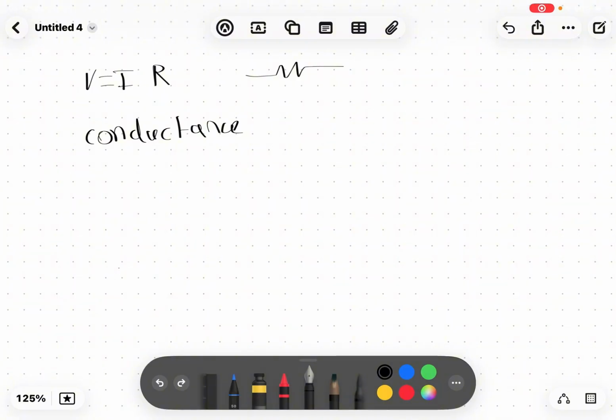So conductance is shown as G, and it is equal to 1 over resistance. And so resistance is measured in ohms, and conductance is measured in Siemens, something like that.